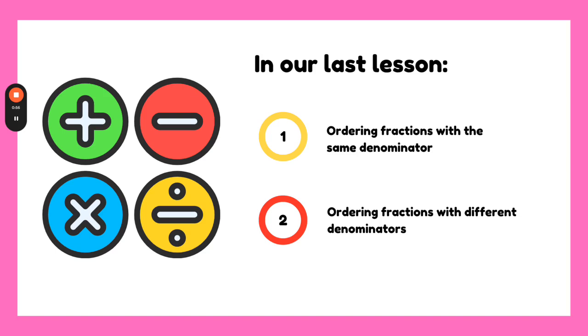And ordering fractions with different denominators was a little bit more tricky because we had to change all the fractions to have the same denominator, i.e. the method of finding equivalent fractions, and by doing that we would then be able to order the fractions because they have the same denominator.